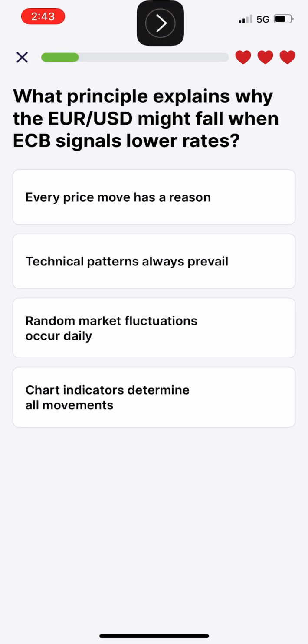What principle explains why the Euro-USD might fall when the ECB signals lower rates? Every price move has a reason. Technical patterns always prevail. Random market fluctuations occur daily. Chart indicators determine all movements.